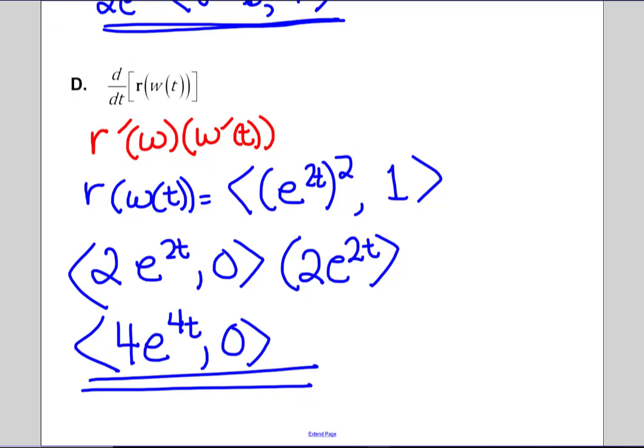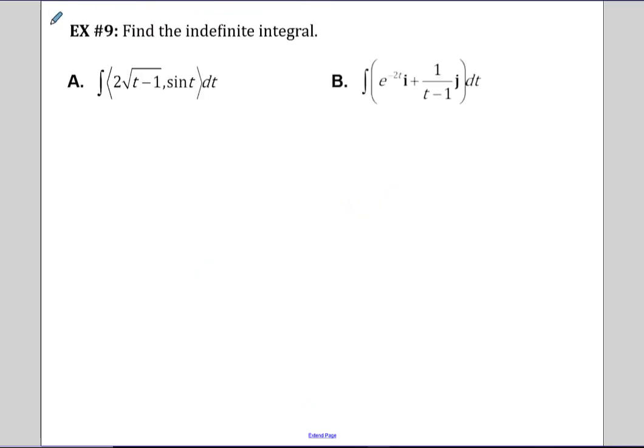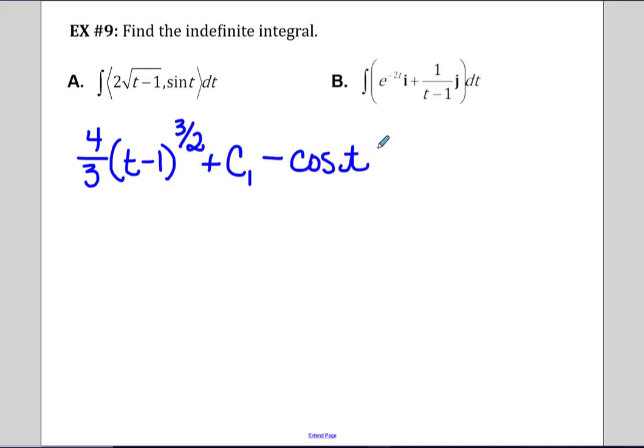And then our last two examples, we want to find the indefinite integral here. So this one is going to be, let's see, t minus 1 to the half times the 2. So we got a 4/3 t minus 1 to the 3/2 plus a constant. And then this is going to be cosine of t plus another constant. So for part A, this is part A.